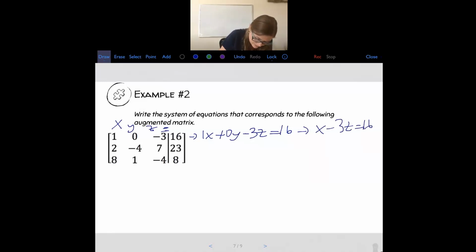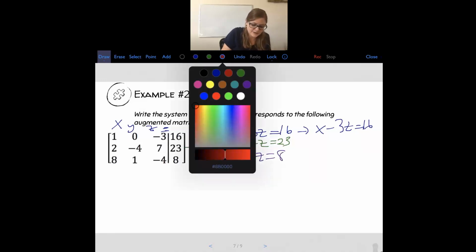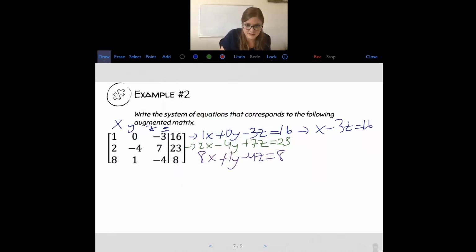For the second one, we would have 2x minus 4y plus 7z equal to 23. And then for the last one we have 8x plus 1y minus 4z is equal to 8. Okay, so I'll circle the three equations that correspond to this augmented matrix. x minus 3z equals 16, 2x minus 4y plus 7z equals 23, and 8x plus y minus 4z equals 8.